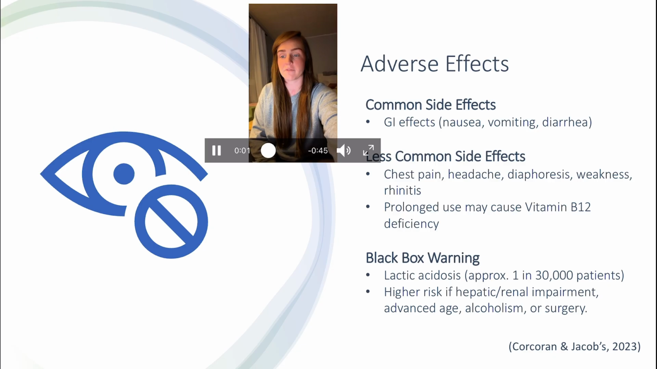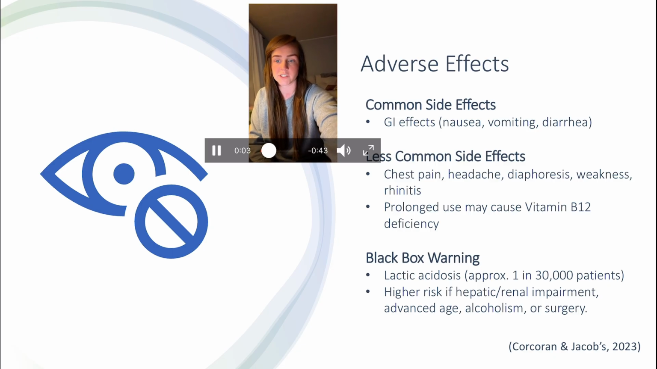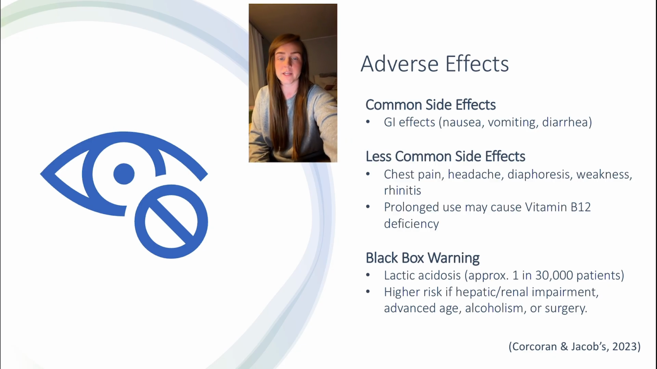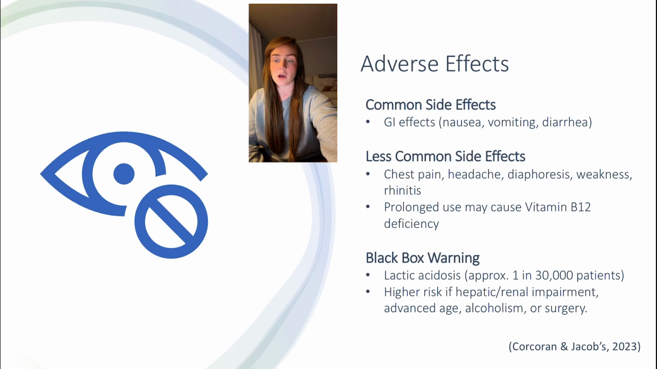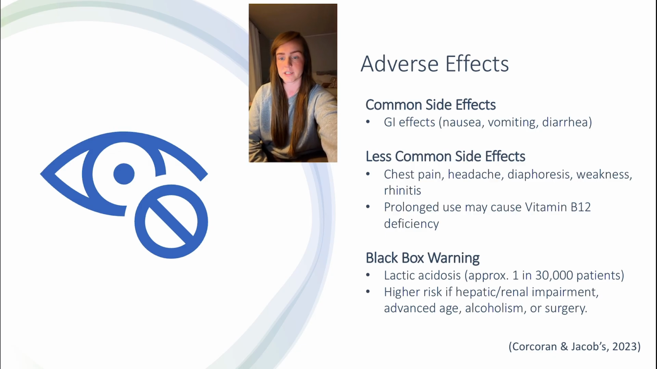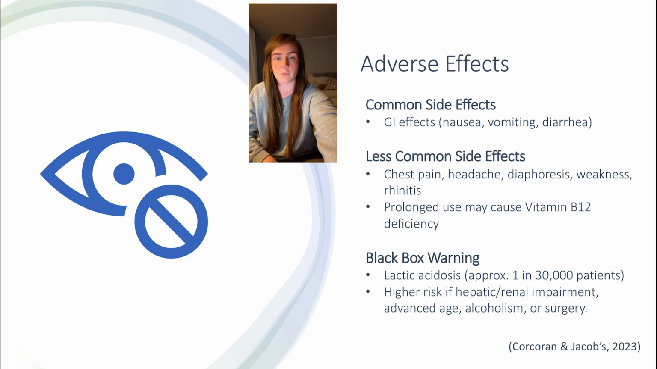Common side effects of metformin are GI effects such as nausea, vomiting, and diarrhea. These effects can be minimized if you take your medication with a meal. Less common side effects are chest pain, headache, diaphoresis, weakness, and a prolonged use of metformin may cause vitamin D deficiency, but with monitoring, if your provider would notice that, we would just start you on a supplementation.